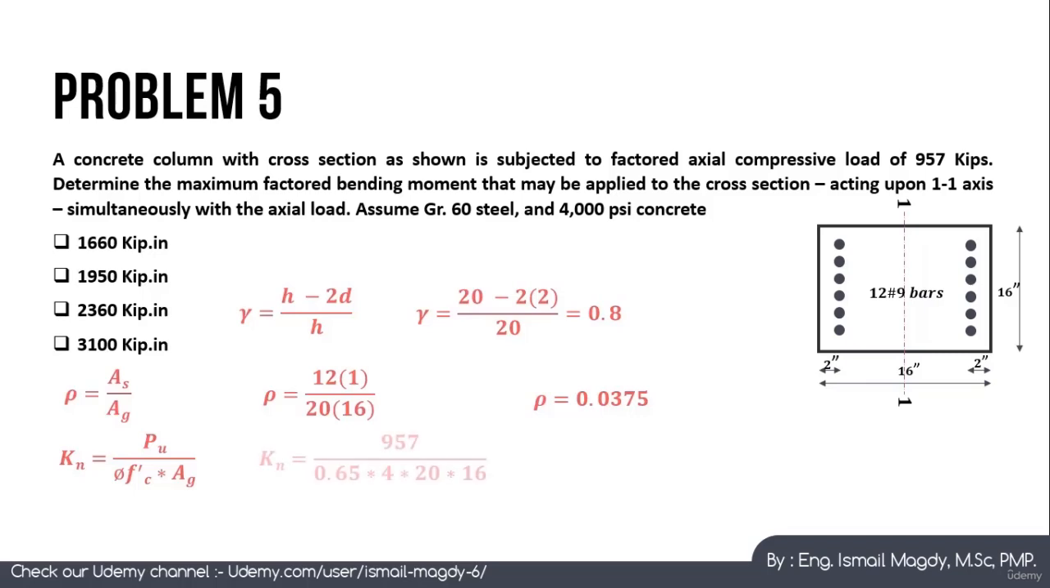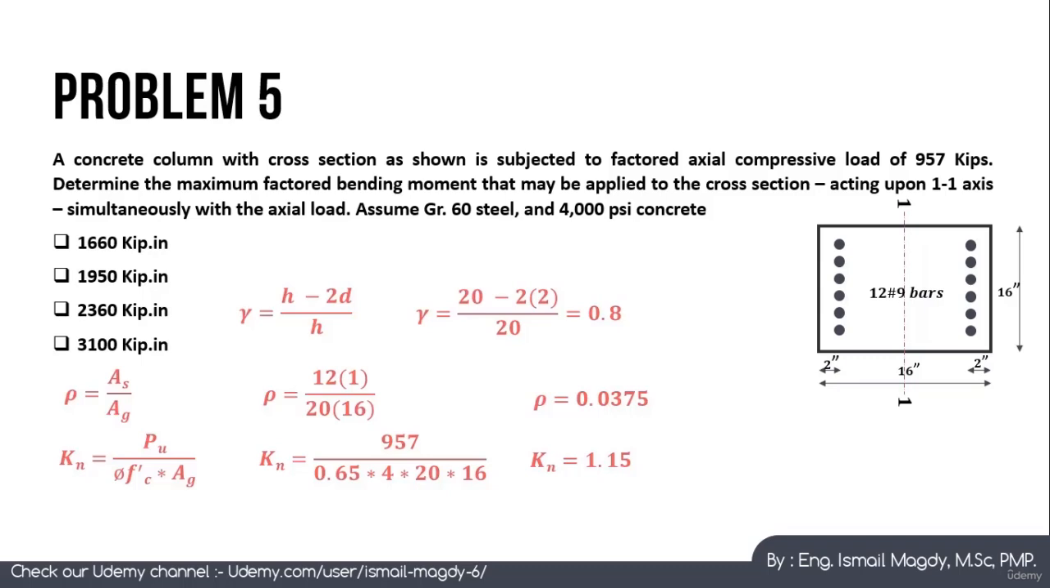After that, we will start by calculating the Kn, which equals P ultimate over phi Fc prime multiplied by area gross. We have all of these values, so Kn equals 957 over 0.65, because this is a concrete column, it's a compressive element, so we will use the phi equals 0.65 multiplied by 4, which is the Fc prime in KSI unit, multiplied by 20 multiplied by 16, which is the area gross. So this means that Kn will equal 1.15.